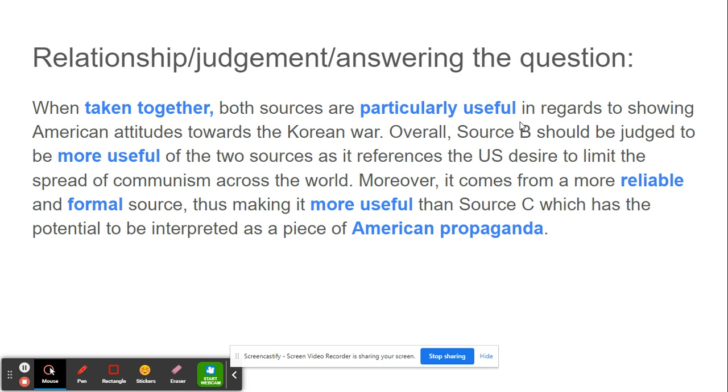And you can see that a conclusion at the end that really reaches a strong judgment and focuses on the question definitely helps. So, this would be a strong example of a 12-mark usefulness question. Thank you and good luck.